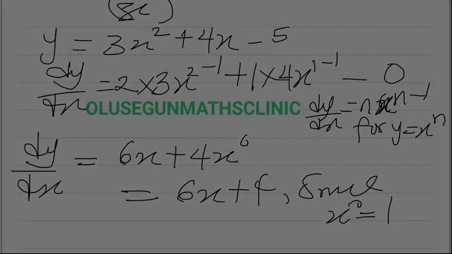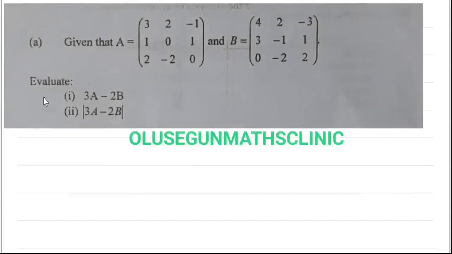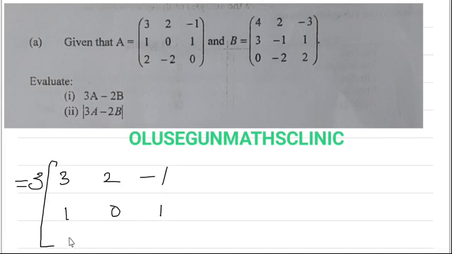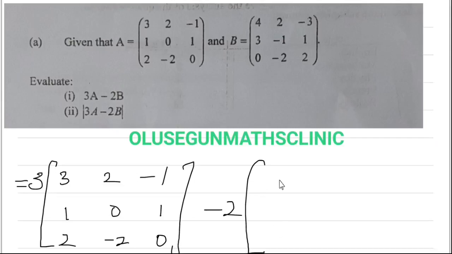So that's one answer for A. Now to find the value, so this is question 9a. To evaluate 3a minus 2b, what is the value of a? We have 3, 2, minus 1, 1, 0, 1, 2, minus 2, 0, and the value of b is minus 2, 4, 2, minus 3, 3, minus 1, 1, 0, minus 2, 2.